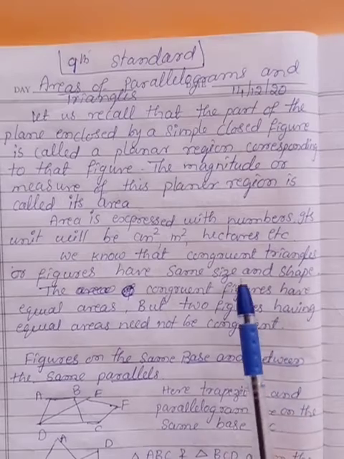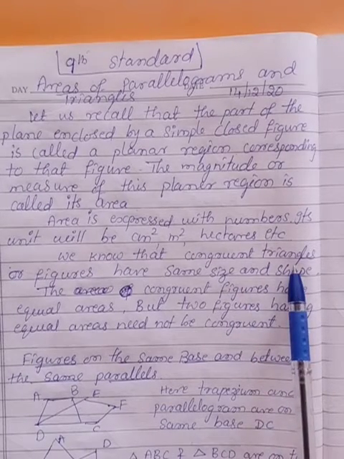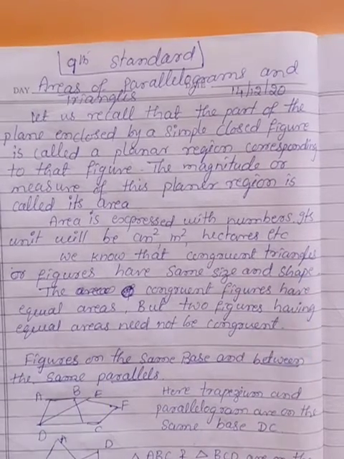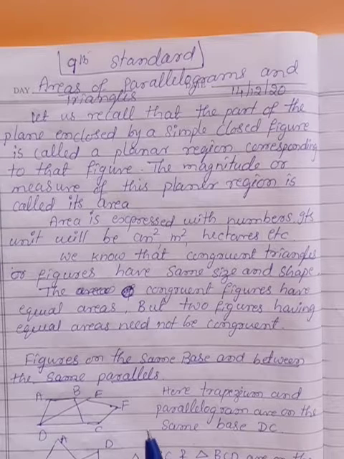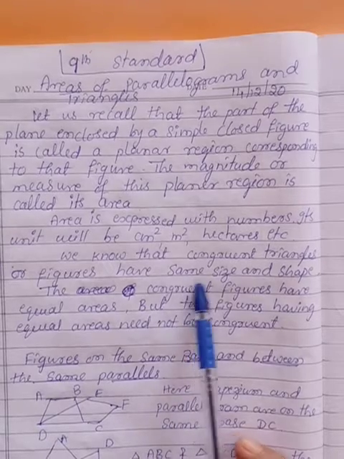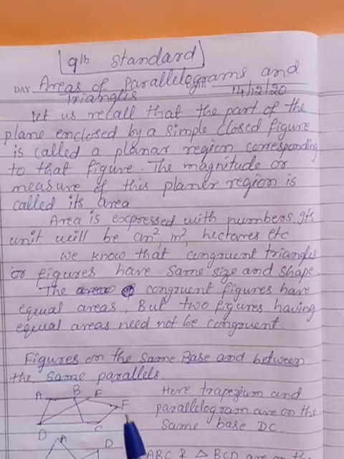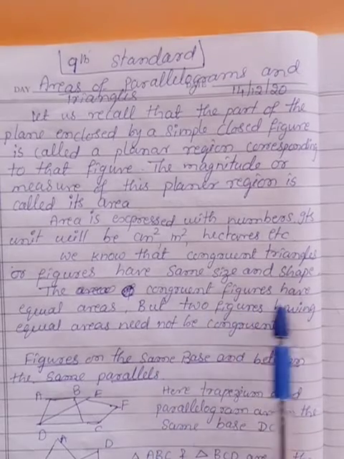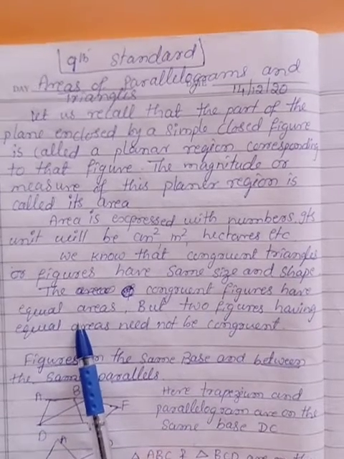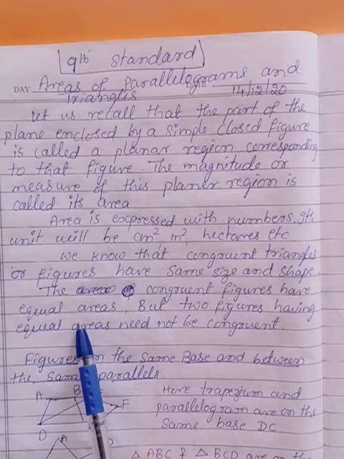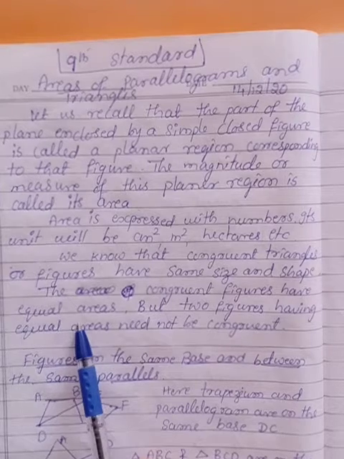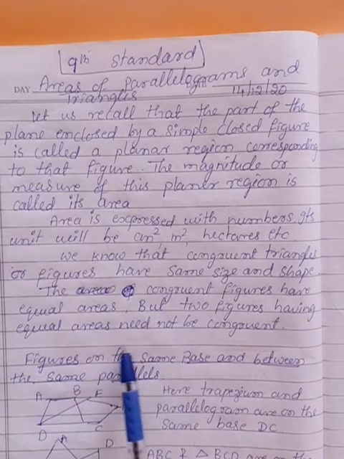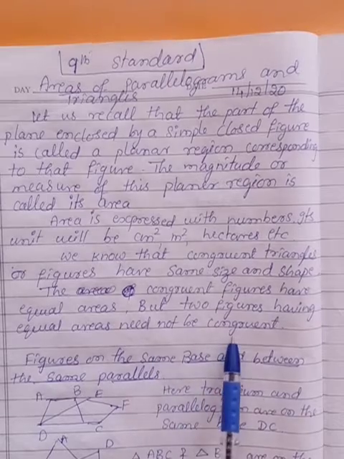We already know the meaning of congruent triangles or figures. What are congruent figures? What is the definition you can give? Which are having the same size and shape, isn't it? And which can coincide with each other. In the same way, congruent figures have equal areas also. The area of congruent figures is always the same. But two figures having equal areas need not be congruent.